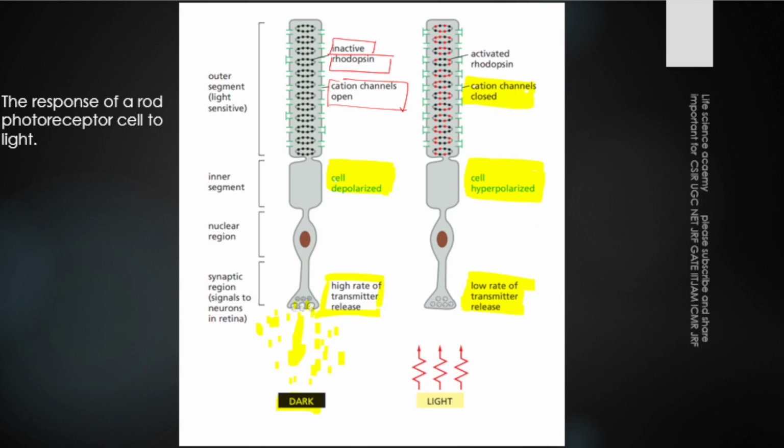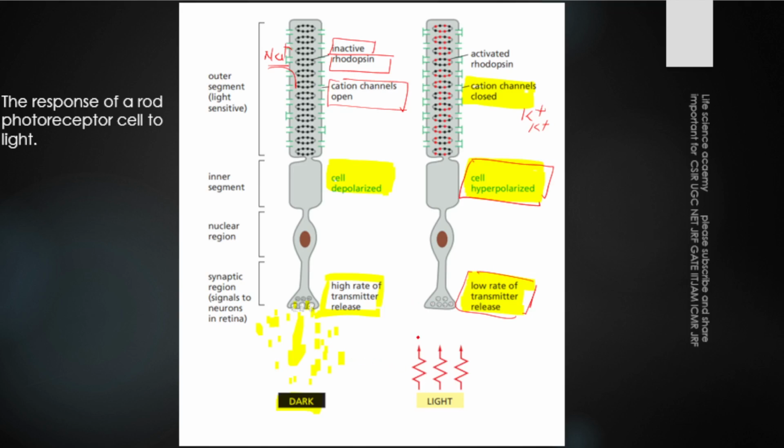And what is the significance of the cation channel? If the cation channels are open, sodium is entering into the cytosol. But here the cation channels are closed. As a result, potassium is more as compared to normal, and the cell is hyperpolarized. So this is the concept of how your vision, or how your retina, is working in dim light or in light condition.